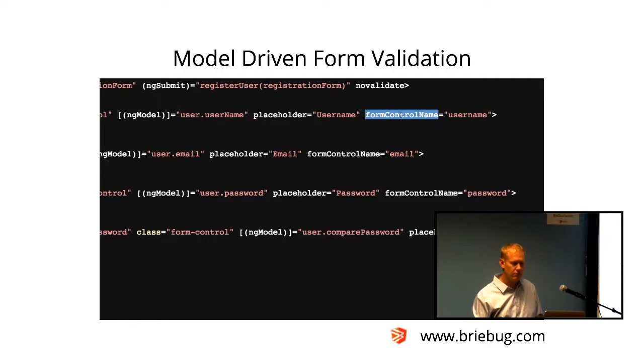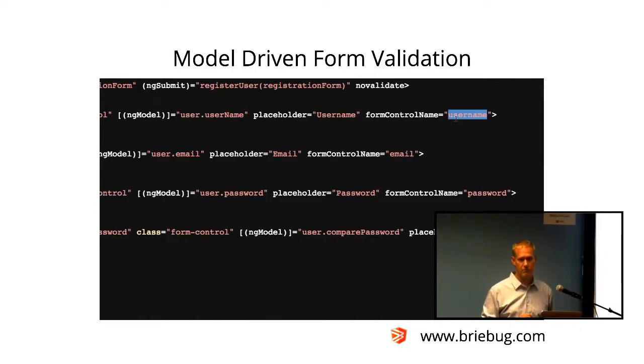The other one that we do here, just take the first control, is we add form control name. In this case, we're going to call it username. This needs to be inside of my form group. Okay, and we'll talk about that in just a second. This can also be dynamic, by the way. We can assign the form control name, putting square brackets around it, and assign it to a variable.